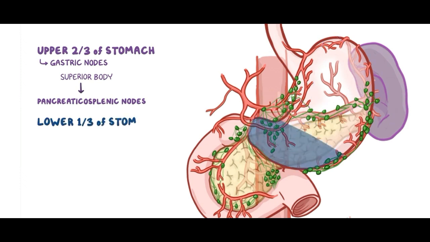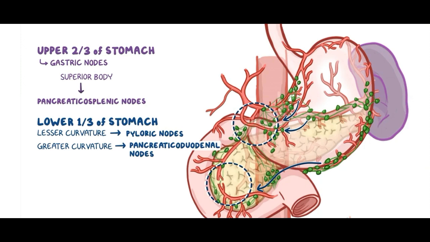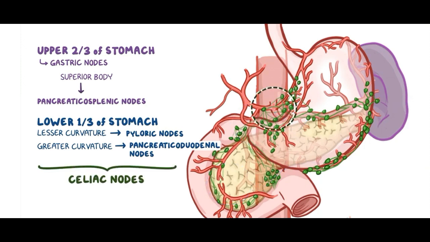Lymph from the lower third, closer to the lesser curvature, drains to the pyloric nodes, whereas the inferior third, closer to the greater curvature, drains to the pancreatico-duodenal lymph nodes. The lymph from all these nodes will mainly drain to the celiac nodes.